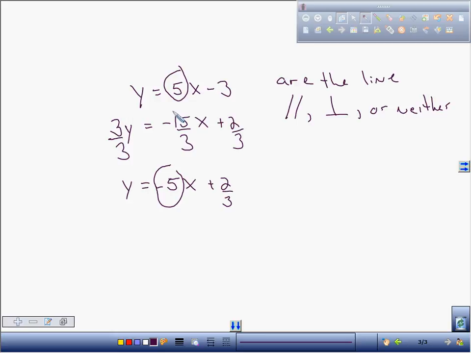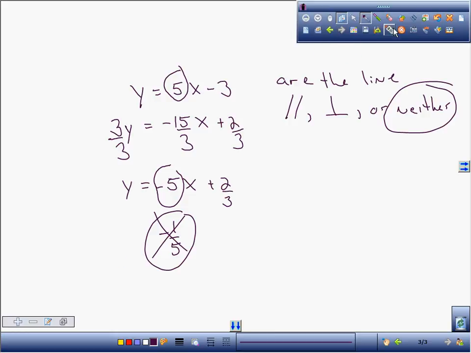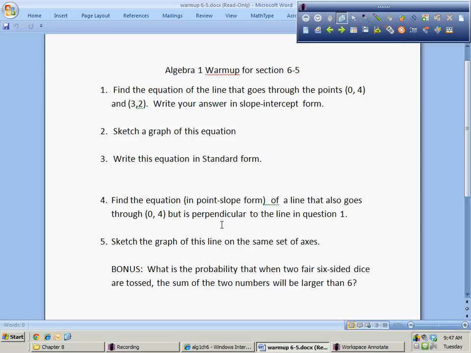What would the slope have to be if they were parallel? The same. Is 5 the same as negative 5? No. Okay? If they were perpendicular, then the slope of this would be the opposite reciprocal. It would be negative 1 over 5. Right? So this is not the same as negative 1/5, so the answer is neither. Okay? Yes? Okay. Thanks. Good.